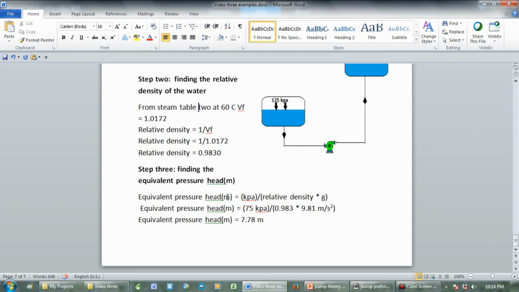Step 3. Finding the equivalent pressure head in meters. Equivalent pressure head in meters equals the kPa due to the net head pressure divided by the relative density times G. Equivalent pressure head in meters equals 75 kPa divided by 0.983 times 9.81 meters per second squared. Equivalent pressure head in meters equals 7.78 meters.